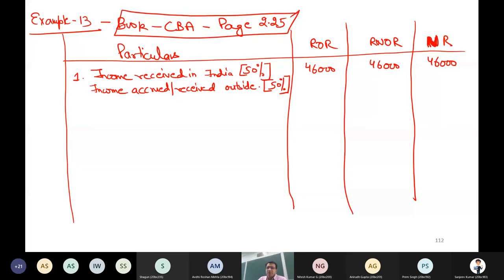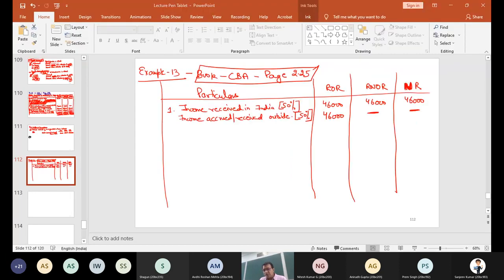So what is that? 50% is accrued as well as received outside India. Then it is taxable. So the remaining 46 is taxable here, exempt here, not taxable here. And for RNOR also, this is not taxable because this interest is neither from business nor from profession. Point clear or not? Every point has to be given careful thought.